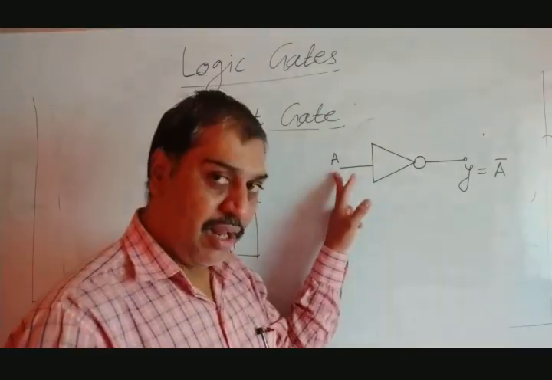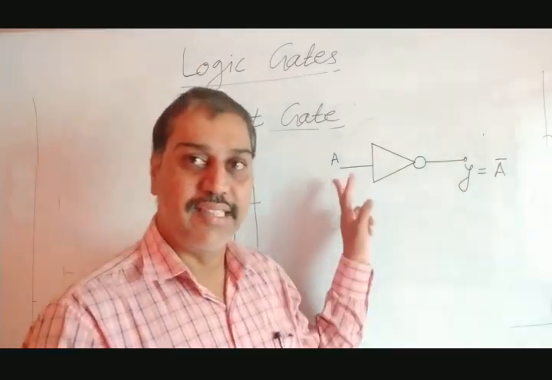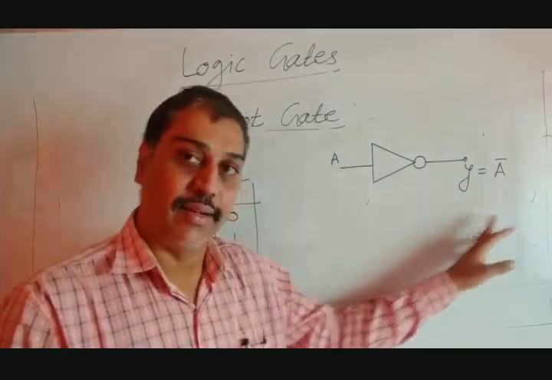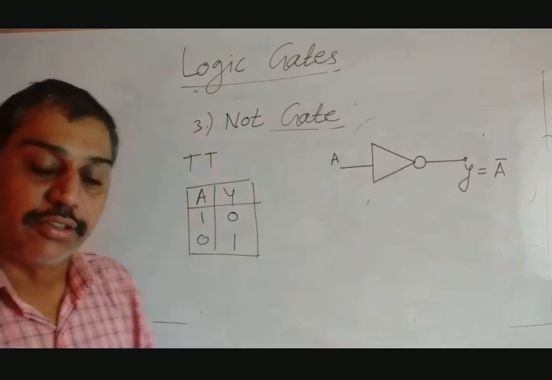Whatever is the value of A, exactly the opposite we are getting here. When it is 0, we get its complement, inversion, 1. When it is 1, it is 0, and that is the truth table. Okay, so this is for the NOT gate.